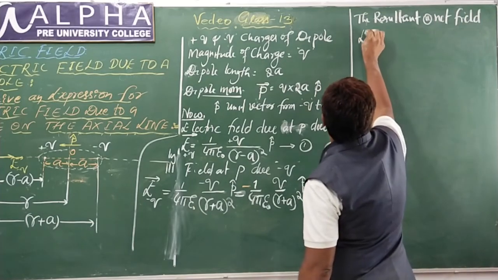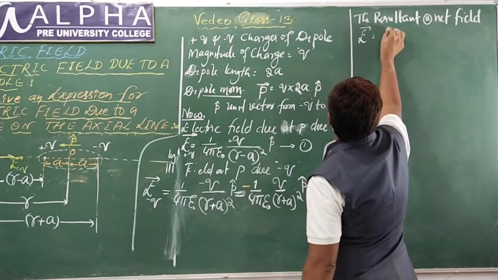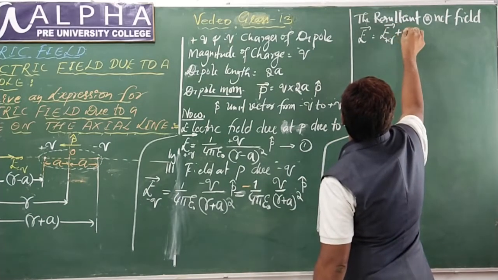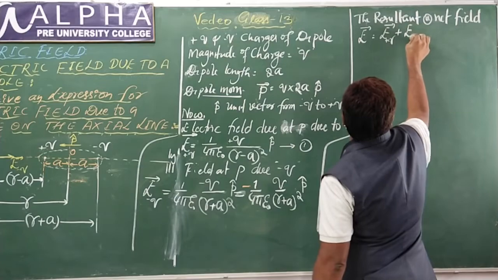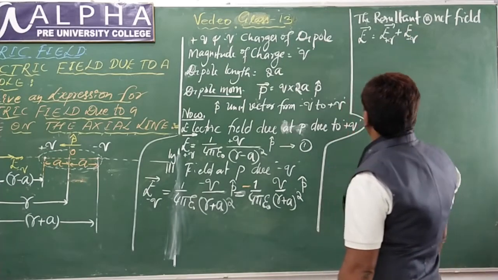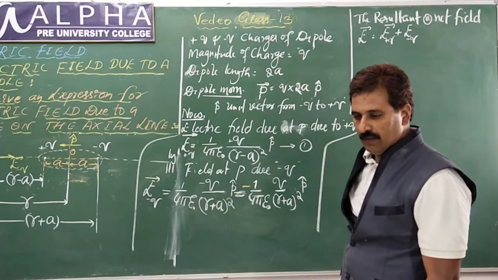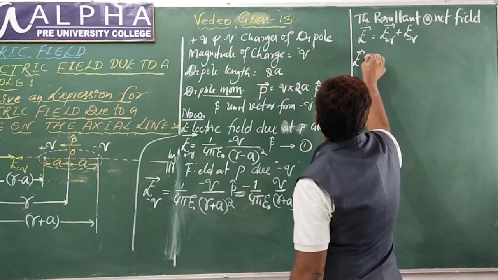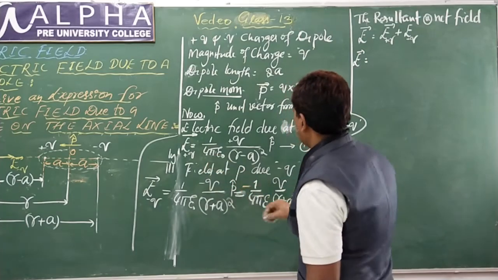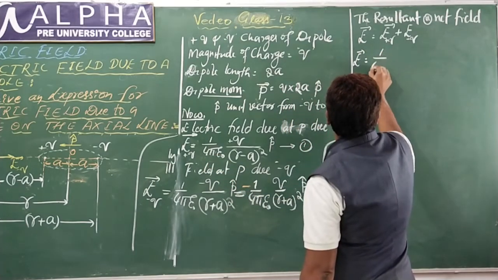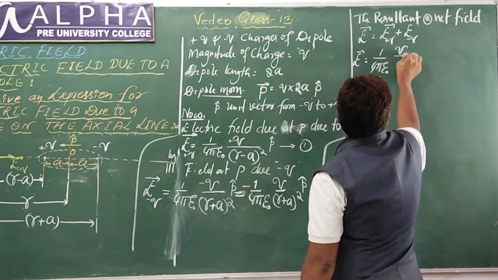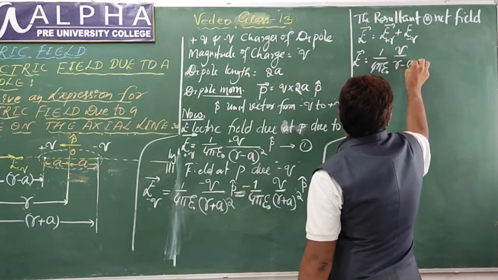What is the resultant or net field? I write E, that is E plus Q plus E minus Q. You write the plus Q and minus Q values. What is E plus Q? Look here, E plus Q: 1 over 4 pi epsilon naught, plus Q divided by R minus A whole squared.